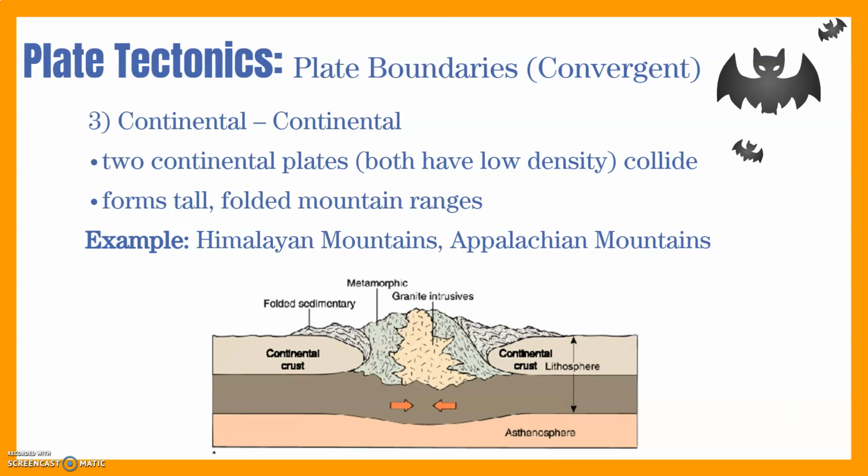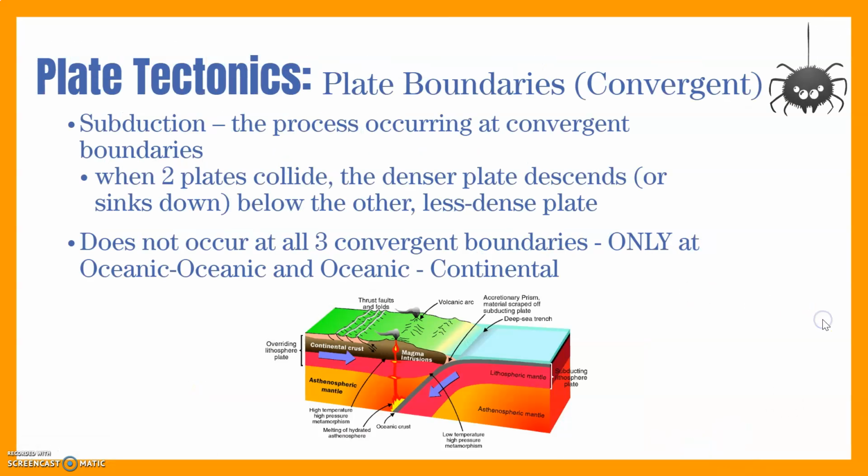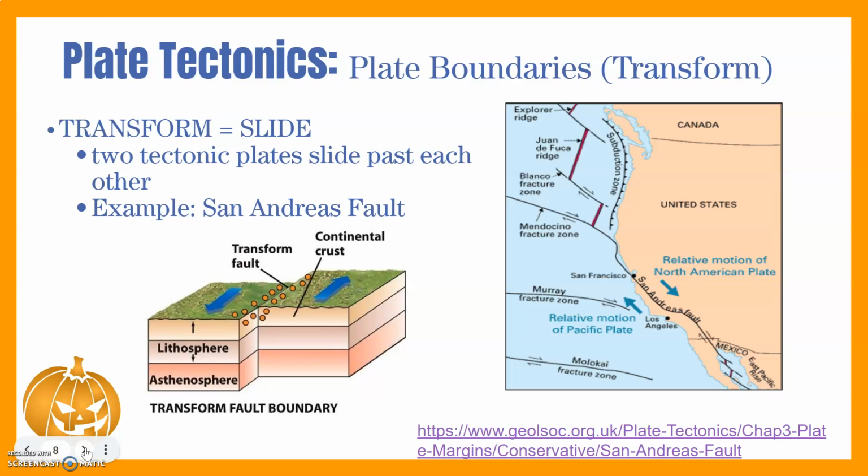Okay, now on to our next one. Out of convergent here, we're going into our next type of plate boundary. Before I forget, this slide just again outlines that process of subduction because that's the big process going on at convergent. But again, this is just kind of stressing what I mentioned a few moments ago, that only ocean-ocean and ocean-continental have subduction. Continental does not.